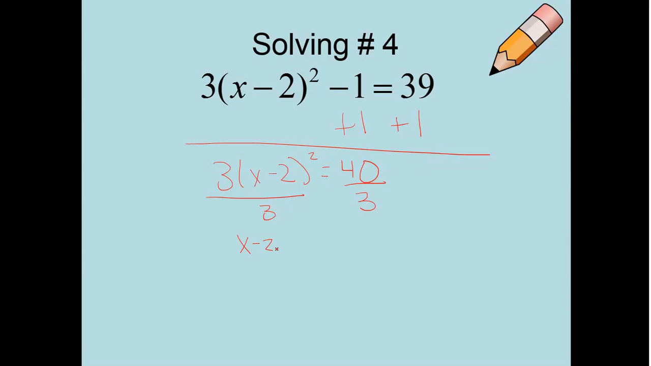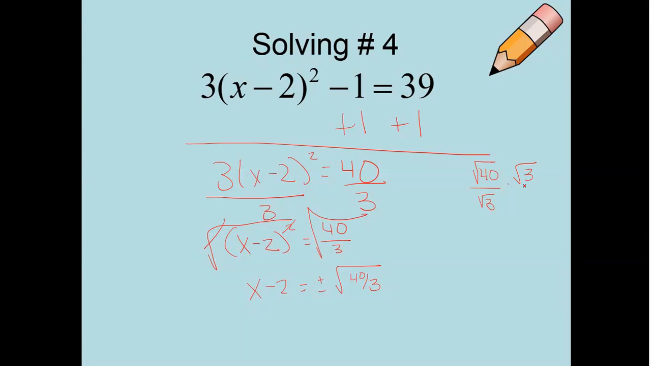So I'll have x minus 2 squared equals 40 over 3. That doesn't simplify down, so we're just going to leave it like that. Now, I can finally do my square root on both sides. So I'll get x minus 2 equals plus or minus the square root of 40 over 3. Kind of long. Let's break down the square root of 40 over 3. So off the side here, I'm going to write that down. So I'm going to square root of 40 over square root of 3, right?